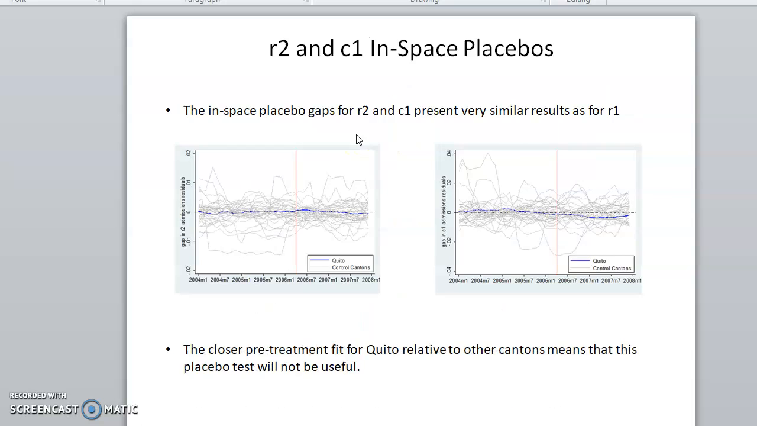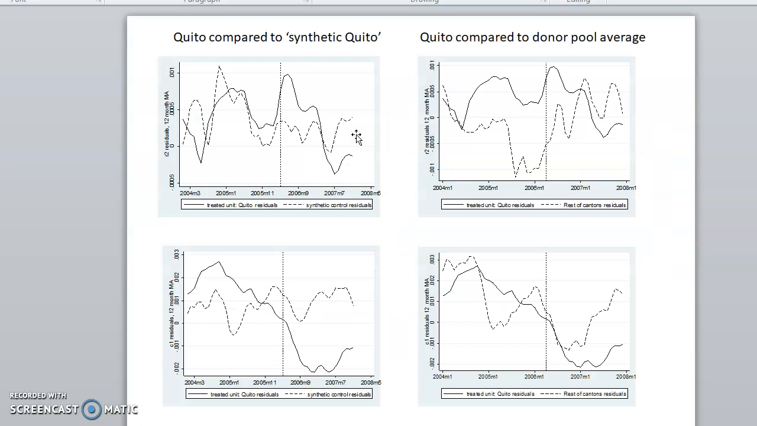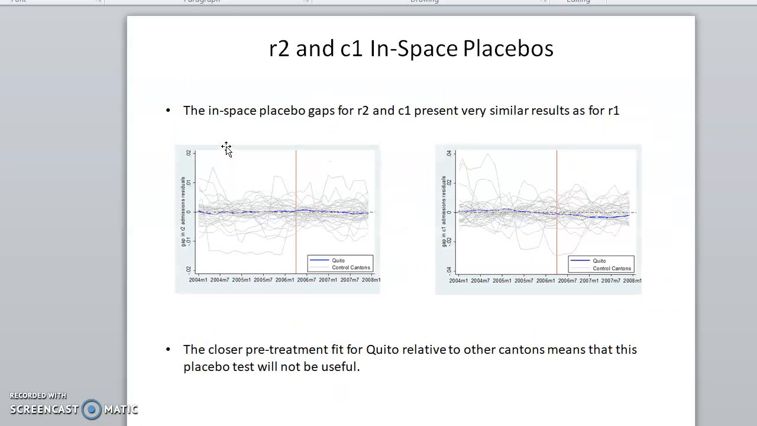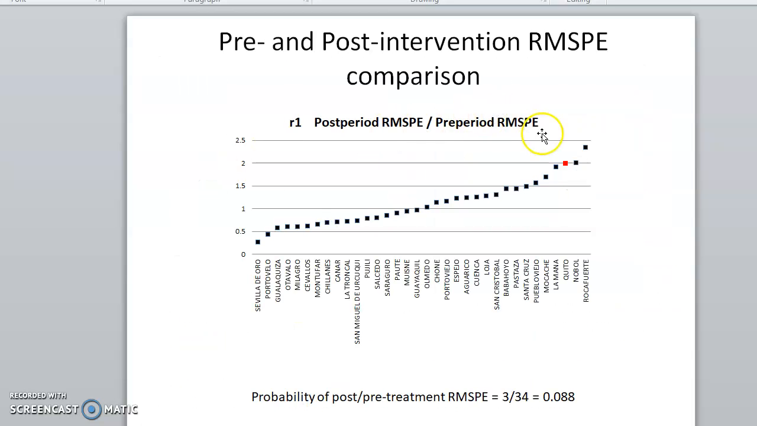gap. So, I'm going to go back here. We want this gap here to be large after treatment, and the fit to be very close before treatment. So we want the numerator to be large and the denominator to be small, and that's what we find over here. Actually, Quito is one of the highest with this post-pre root mean squared prediction error ratio.